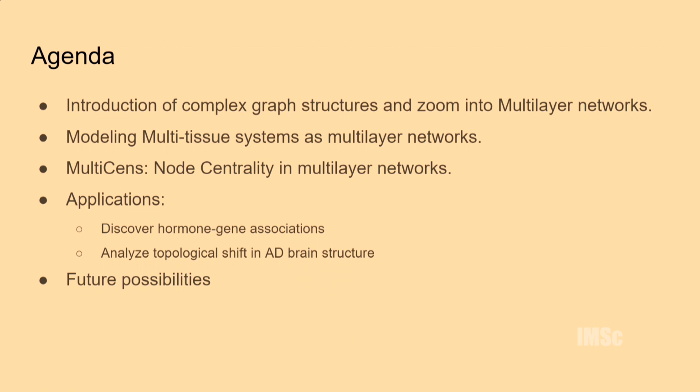I'll begin with an introduction to all the complex graph structures that are out there, and then we'll zoom into one structure which I'll present in detail, which is a multi-layer network. Then I'll show how multi-tissue systems can be modeled as multi-layer networks, and then I'll show its example in finding node centrality in multi-layer networks with two case studies to discover hormone-gene relations and analyze some topological shift in AD disease population. And in the end, I'll talk about all the future possibilities that can arise from this work.